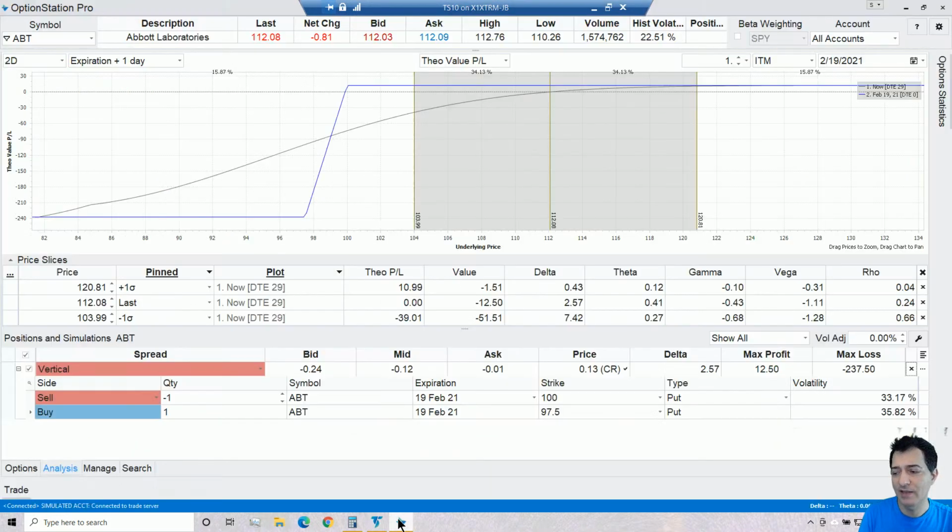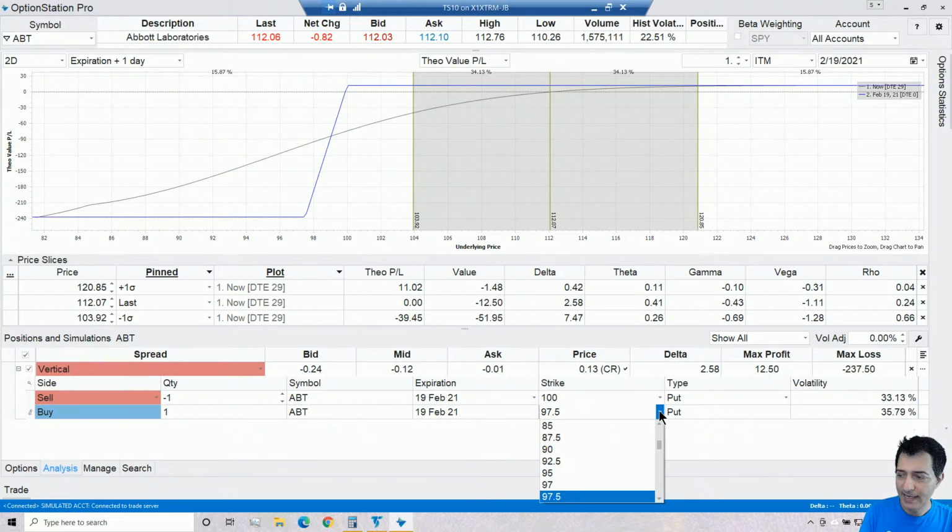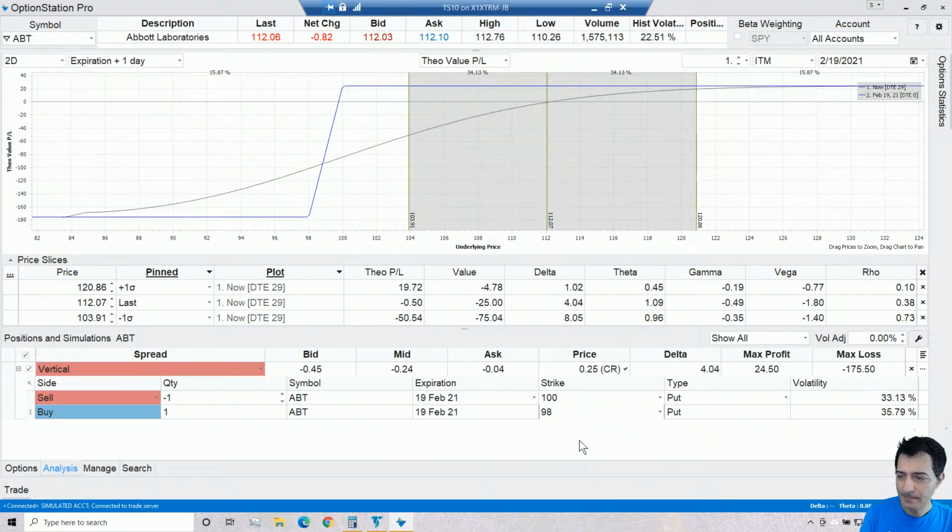And that would potentially give you the opportunity to collect the premium you need. As of now, it's not going to work. Okay. I want to do one last thing before we go. If we do the 98, not going to work either.